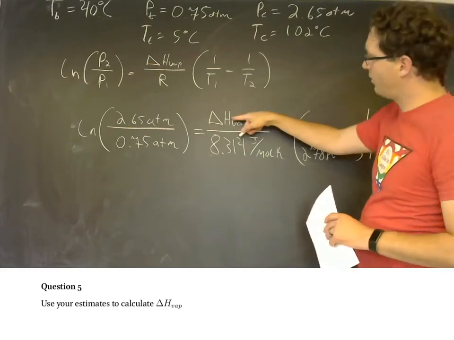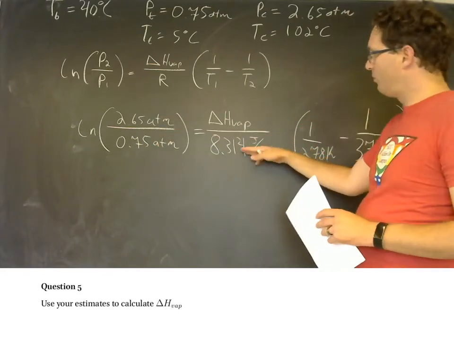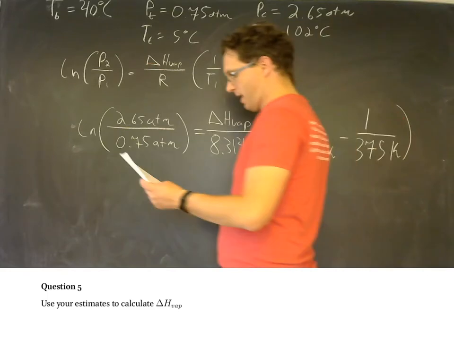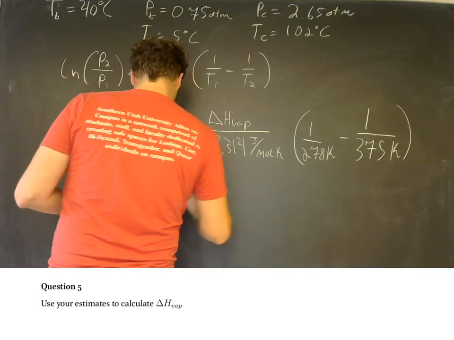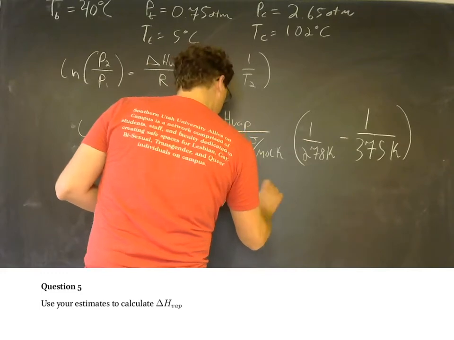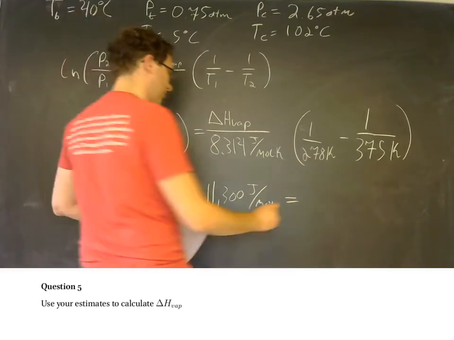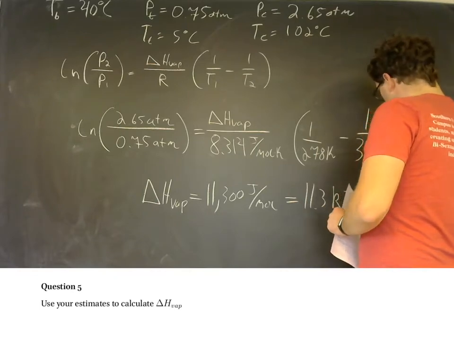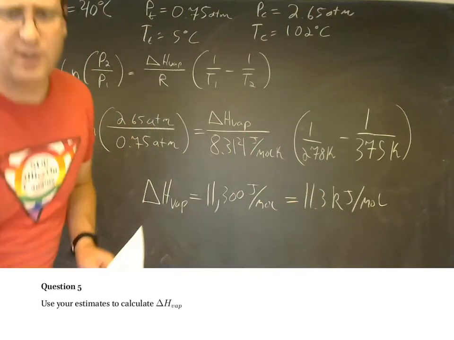Okay, so here's our unknown. We can take the natural log of 2.65 over 0.75, multiply 8.314 over, and then divide this quantity over. And in the end, what you get is delta H of vaporization is equal to 11,300 joules per mole. And we'll usually express that in kilojoules per mole. So that would be 11.3 kilojoules per mole. So that is the answer to question number 5.